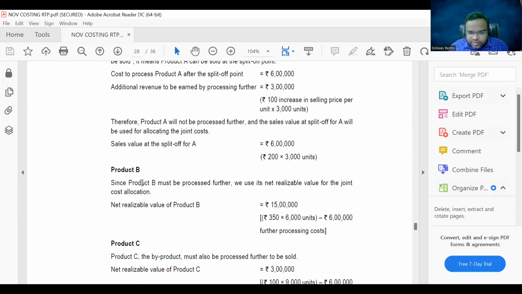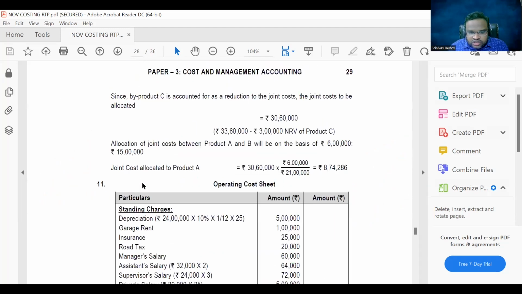So sales value is 12.6 lakhs, 15 lakhs, 3 lakhs. Since C is a joint cost byproduct, ultimately the total value of 30 lakh 60,000 is allocated between A and B on the basis of their NRV. NRV at the split off point, 6 lakhs and 15 lakhs. Clear? Right.